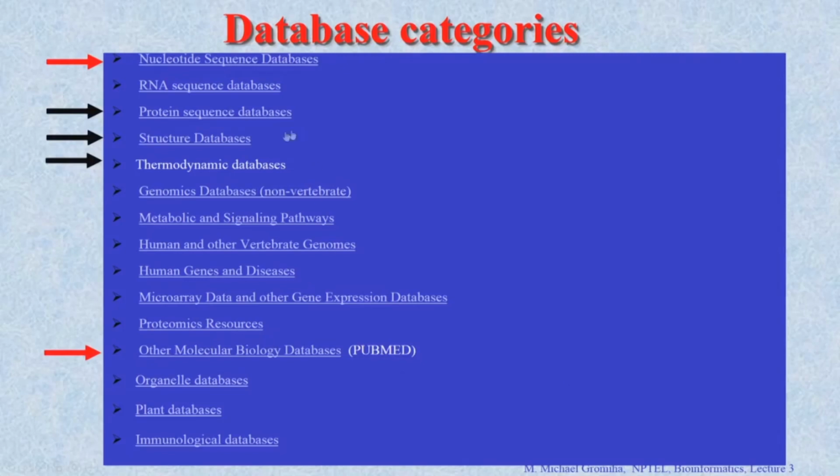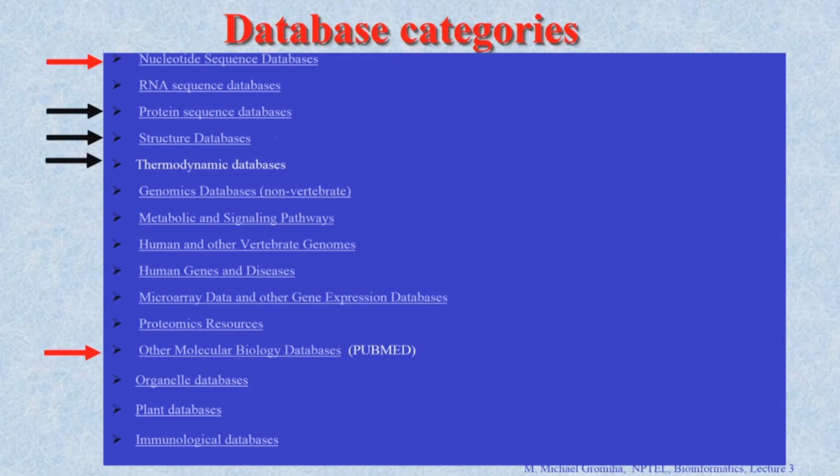They also classify the data into various categories: nucleic acid sequence databases and RNA sequence databases, protein sequence databases and structure databases, thermodynamics and genomics, metabolic and signal pathways, human genes and diseases, proteome databases, as well as other molecular biology databases, plant databases, immunological databases and so on. If you are interested in protein structures, you go to the structures, and even there you have various sub classifications.